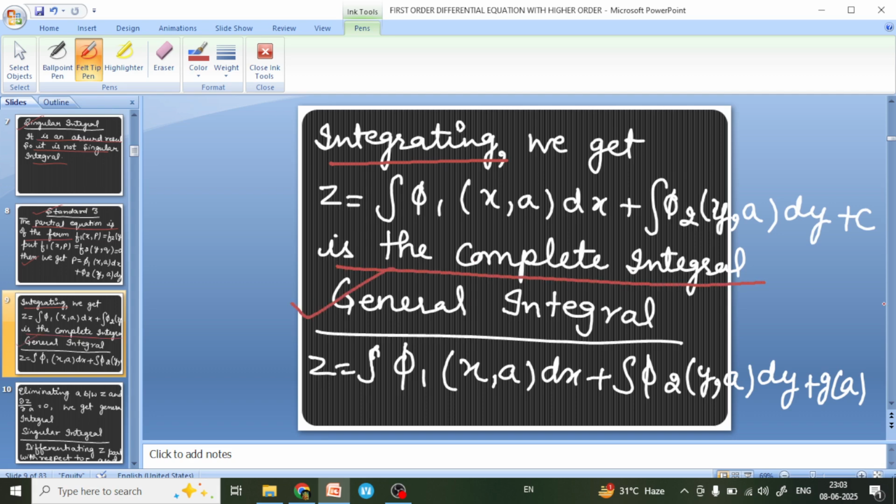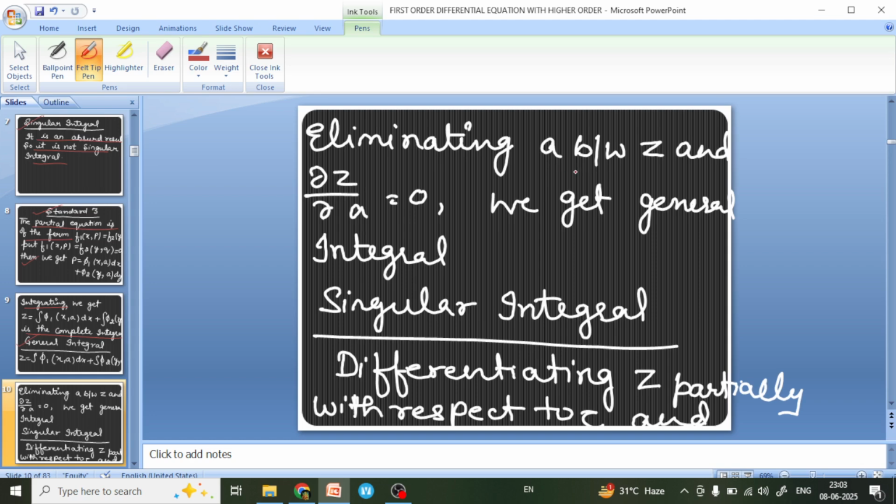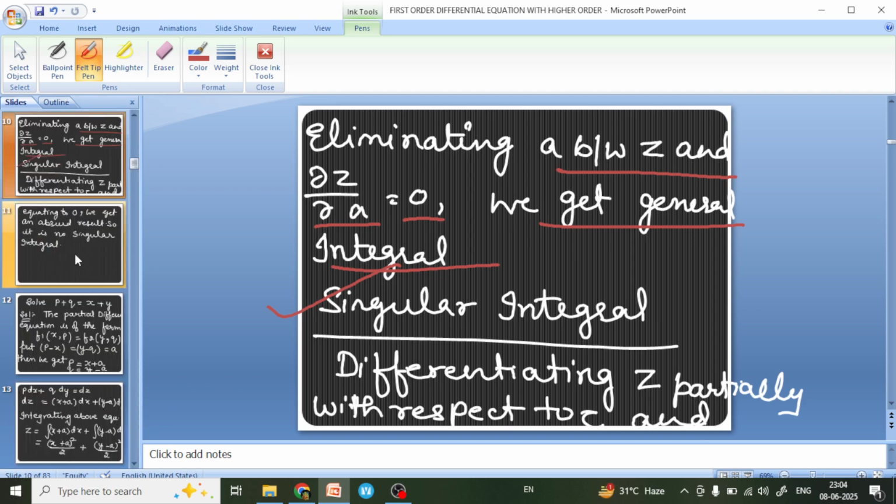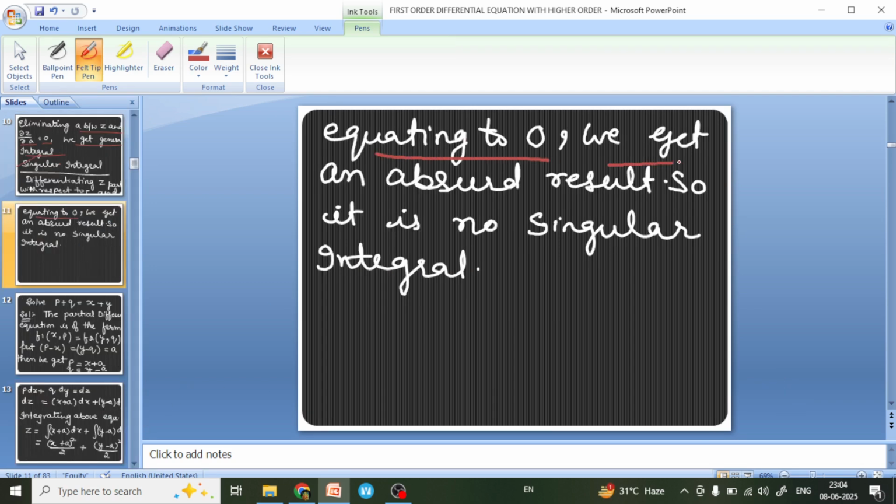When we change c, we write g of a instead of c, which is the general integral form, and eliminating a between z and the derivative of z with respect to a equal to 0, we get the general integral. For the singular integral, differentiating z partially with respect to c and equating to 0, we get an absurd result, so there is no singular integral.